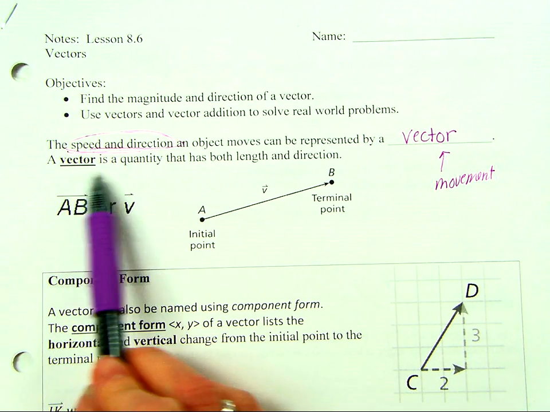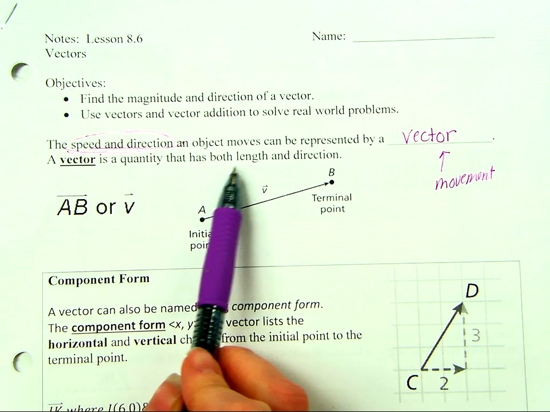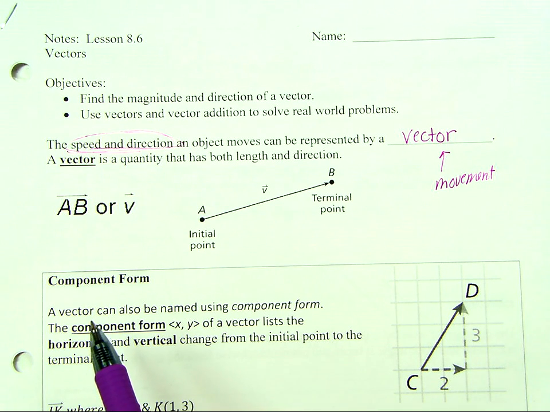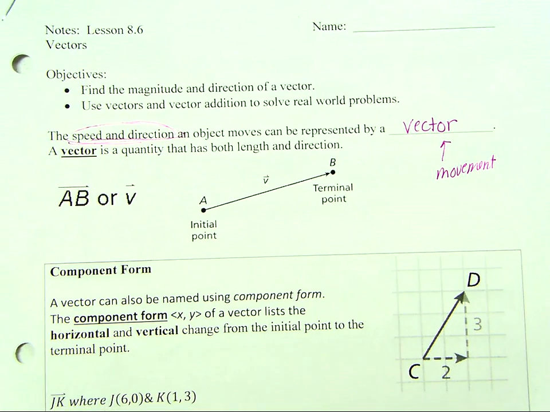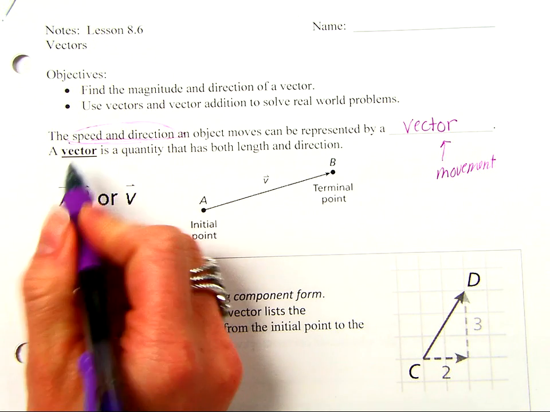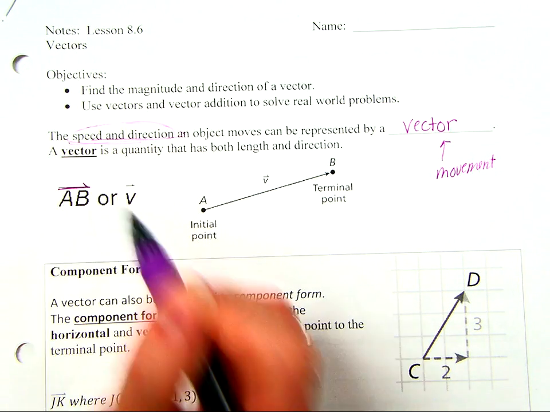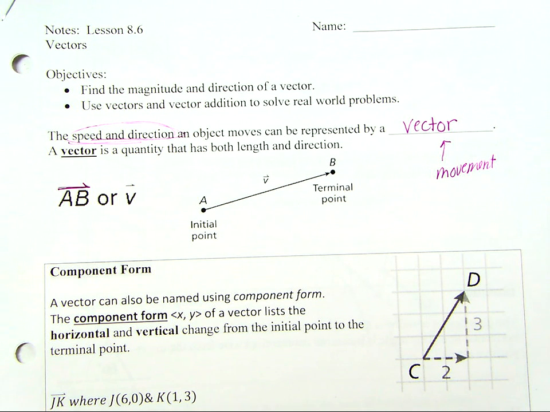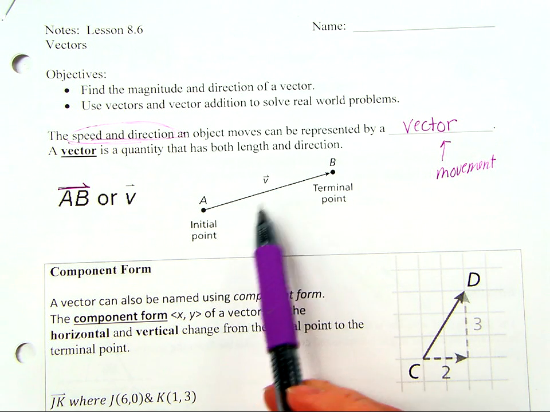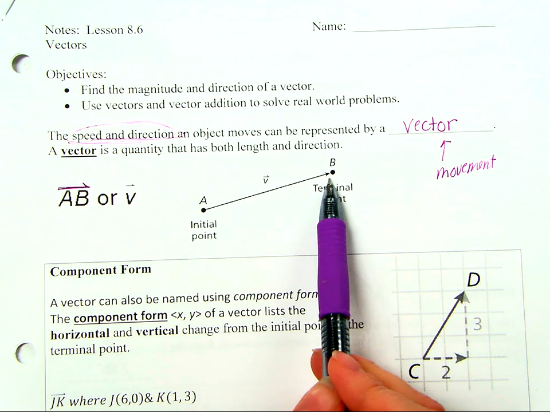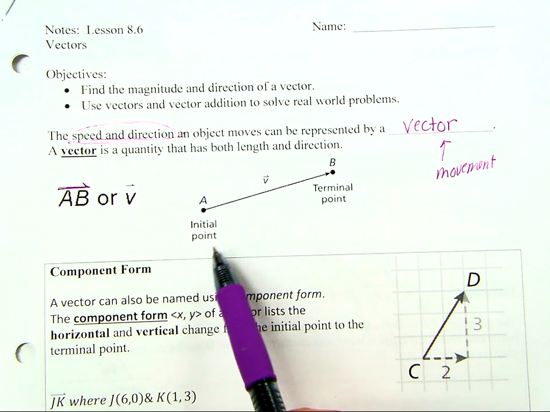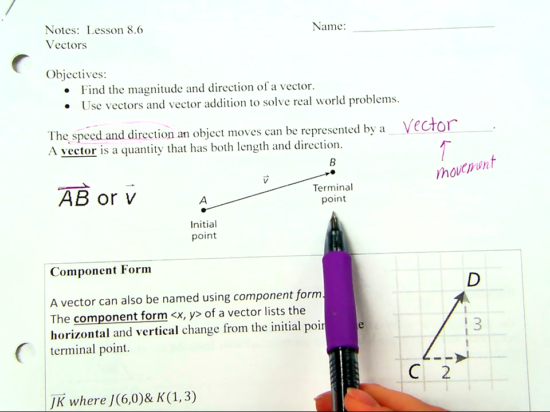It says a vector is a quantity that has both length and direction. And it may be a little bit hard to tell, but the symbol for vector is like a bar with half of an arrow. That's the symbol for vector. So this is vector AB. And you'll notice that our vector, if it was graphed, this is what it would look like, has a starting point and a finishing point, initial and terminal.